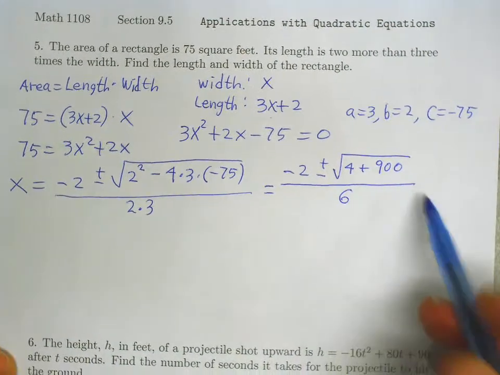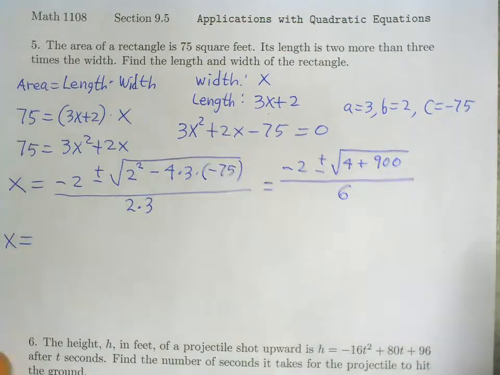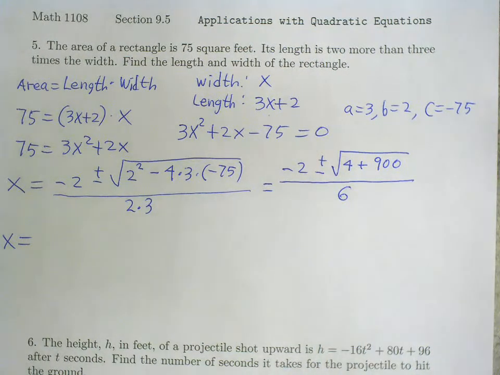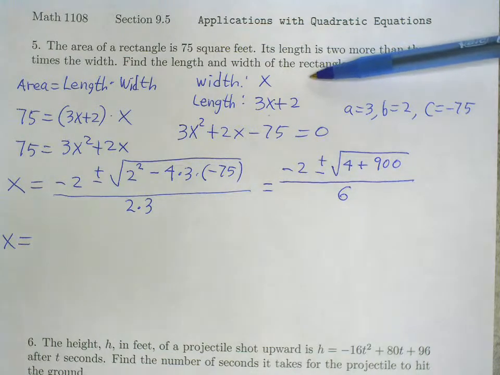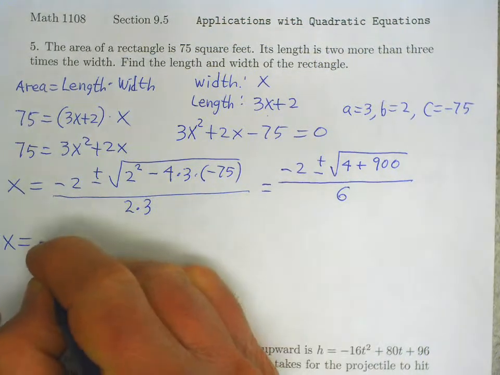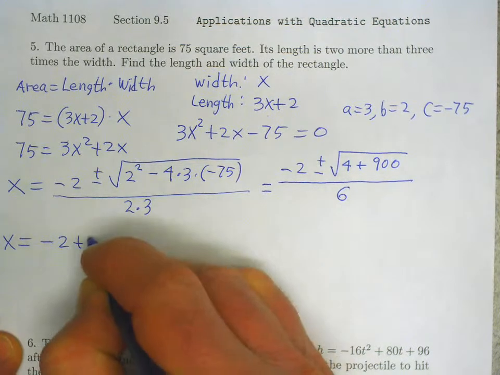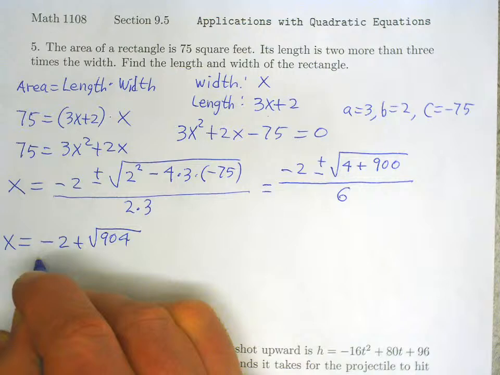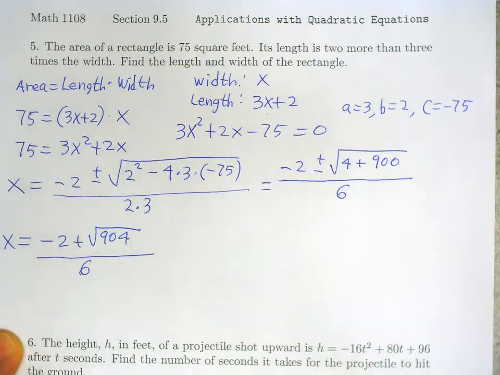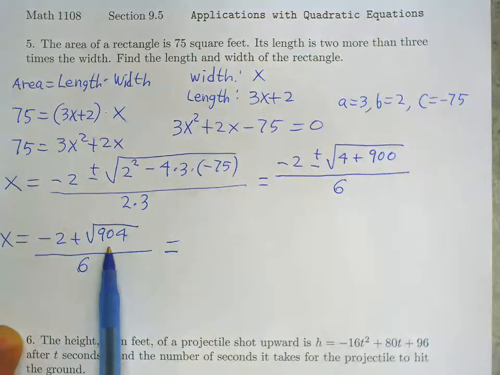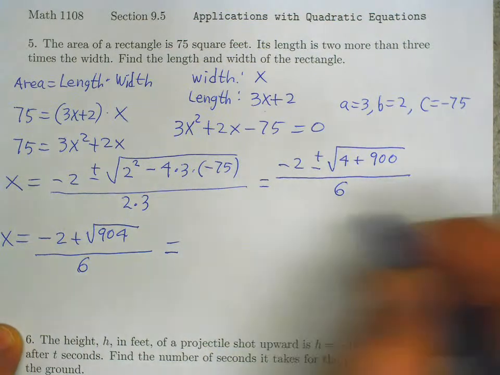So move on. Notice that the solution to this equation we get by subtracting is negative. And in the context of the problem, a negative solution doesn't make sense. So I'm just going to write -2 plus the square root of 904, all divided by 6. We can simplify the square root of 904.